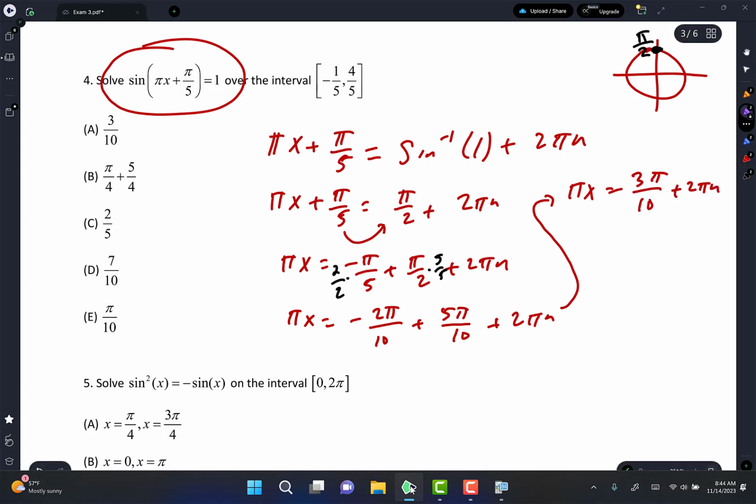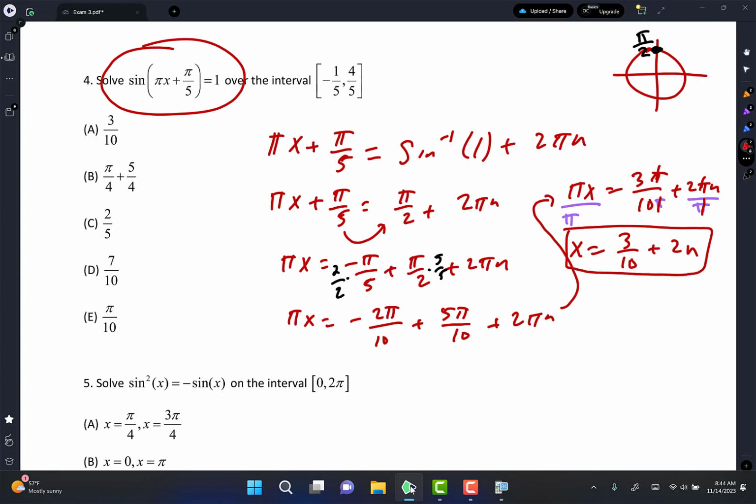And then I'm going to divide everything by pi. Divide by pi, divide by pi, divide by pi. When I do that, x equals, the pi's cancel out, and you get 3/10 plus 2n. So there it is. So my interval is between negative 1/5 and 4/5. So my only answer is 3/10, because if I add 2, I'll be outside the domain. If I subtract 2, I'll be outside the domain as well. What do you guys think?